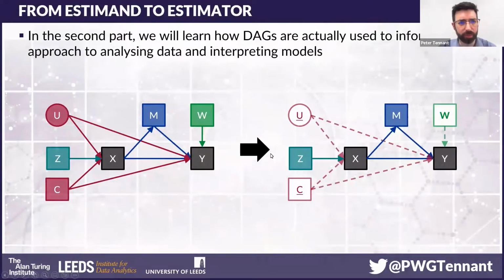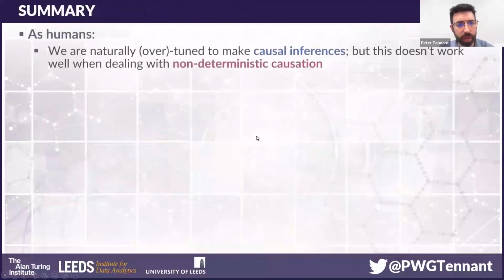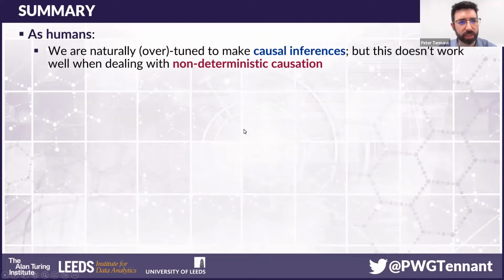So that's confounding and collider bias. In the next part, we're going to learn about how DAGs can actually be used in practice to identify our statistical estimand and therefore conduct our data analyses. But I'll just summarize, and then Georgia will have a look at any questions that you've asked.